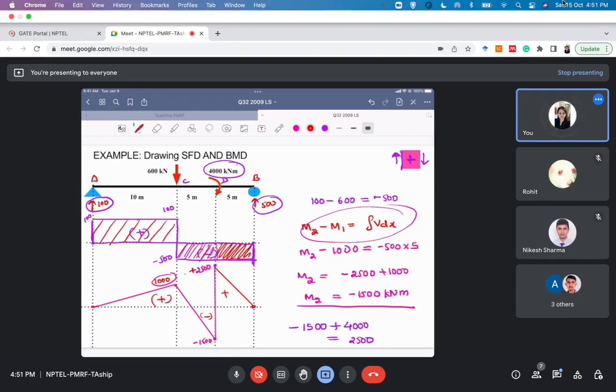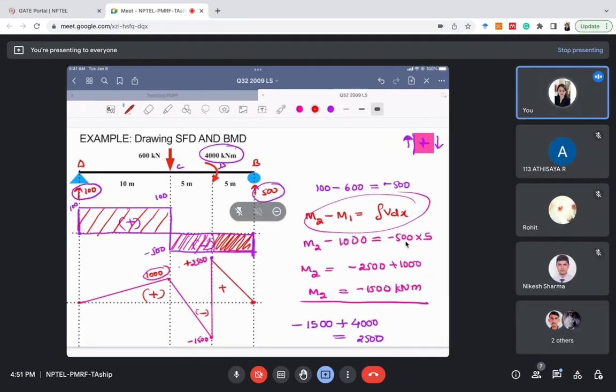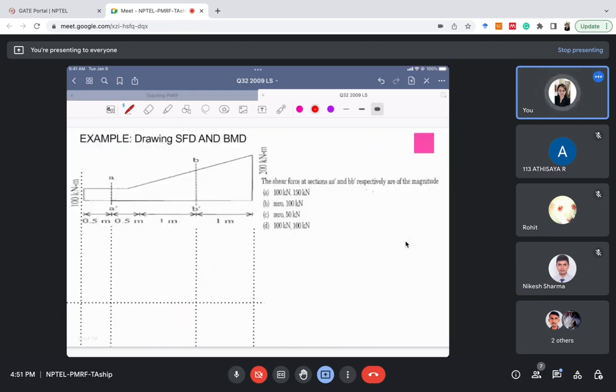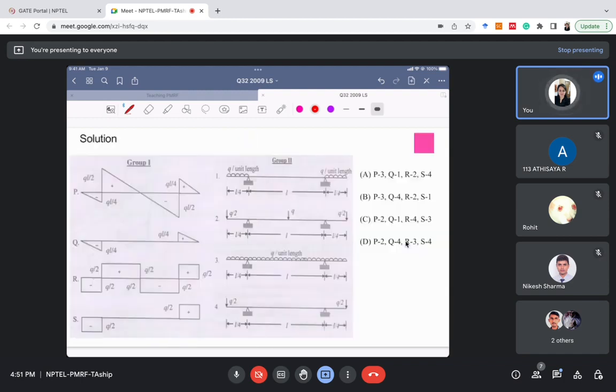I wanted to discuss some more questions, but I think time is less, so I'll jump directly to the GATE problem which we intended to discuss.